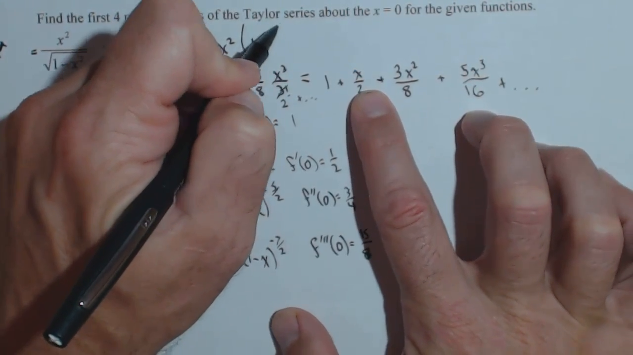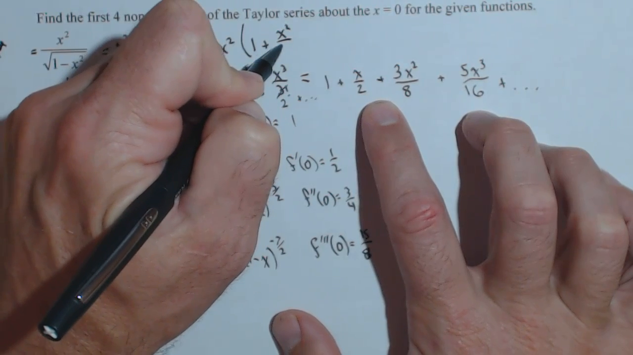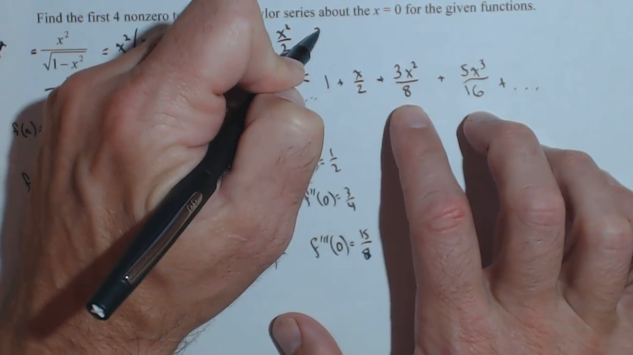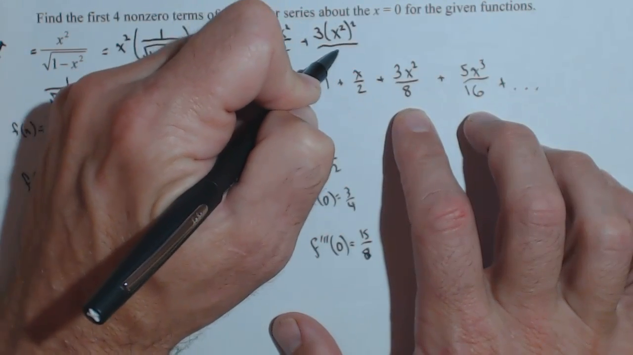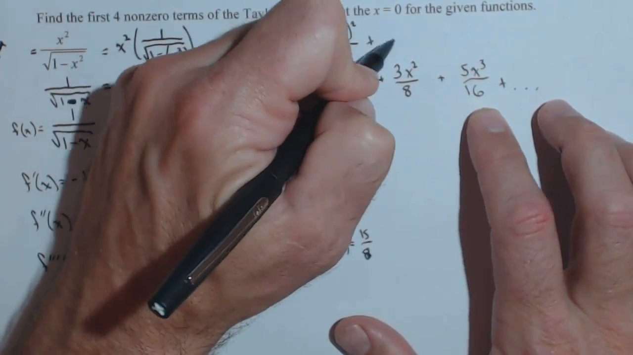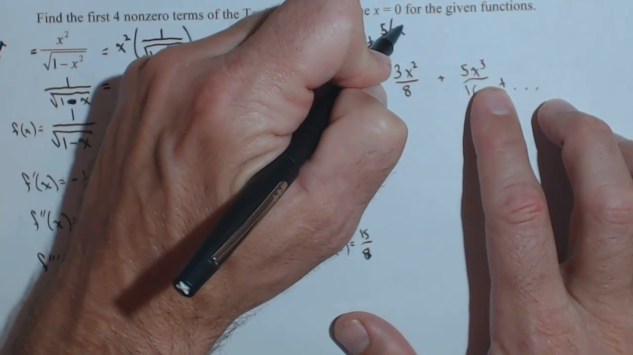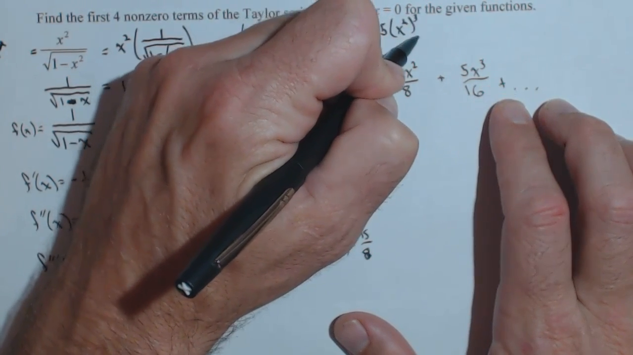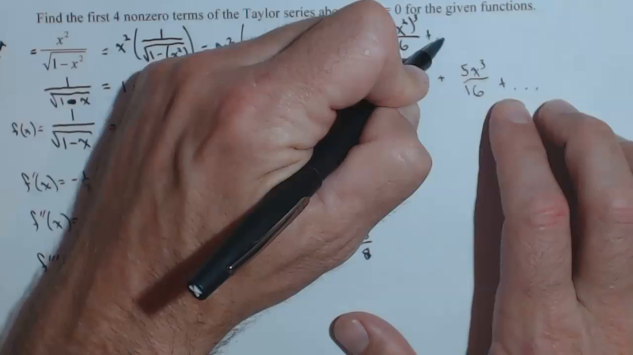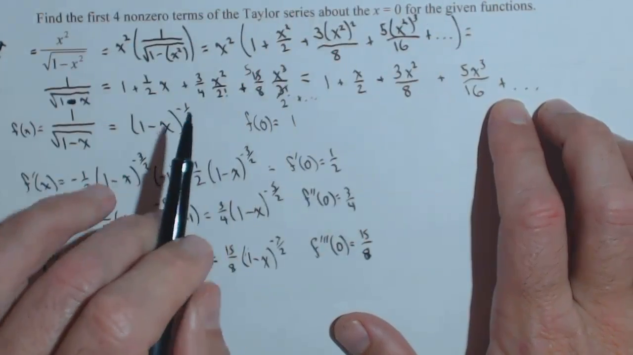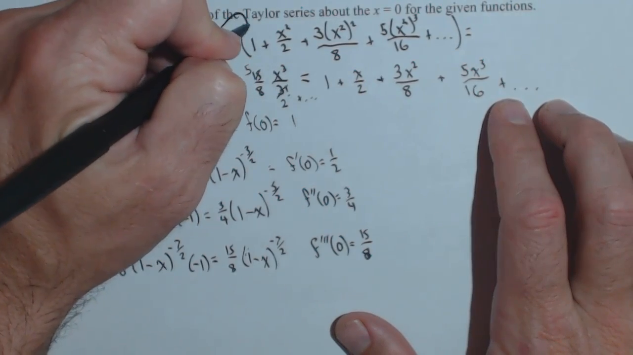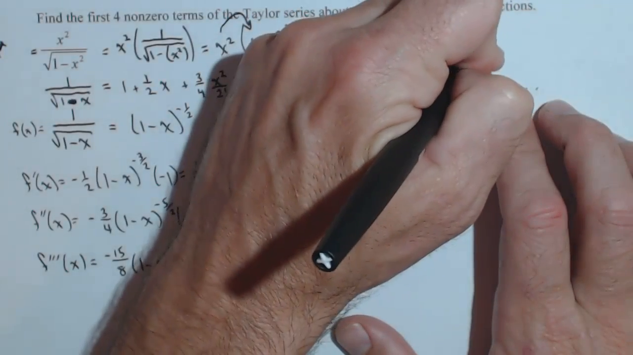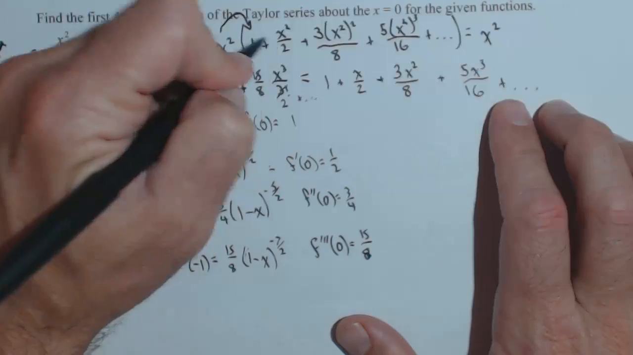So now I'm going to put x squared in for my x's. So 1 plus, that becomes x squared over 2. This becomes x squared squared over 8. And this becomes x squared cubed over 16. Now I'm going to do all the simplification in one step. This 1 is ready to go, so I multiply it by x squared. My first term is going to be x squared.